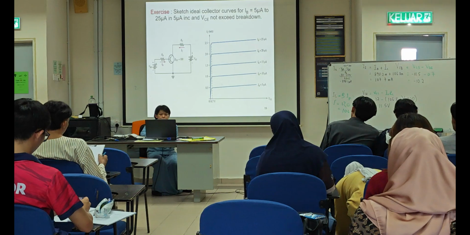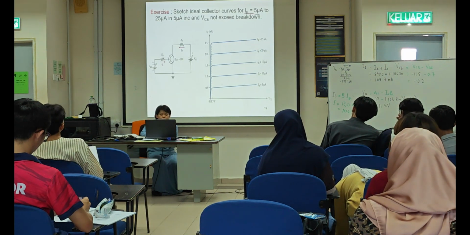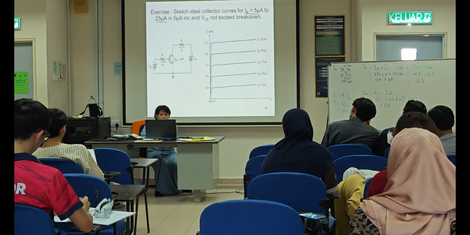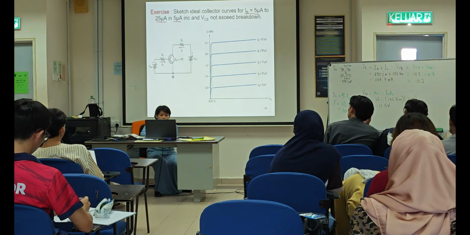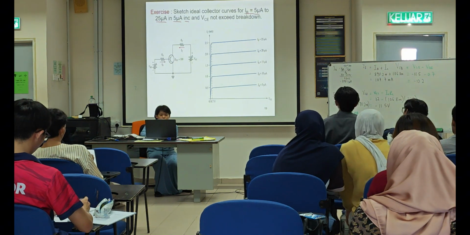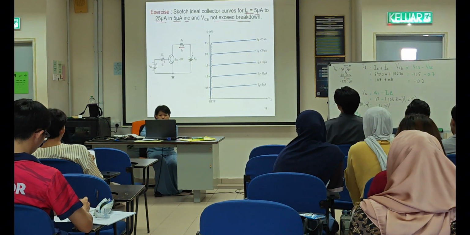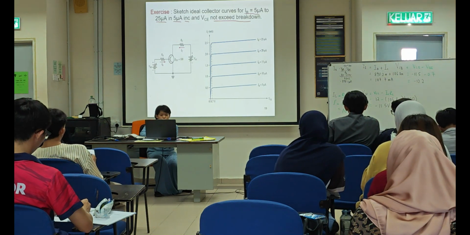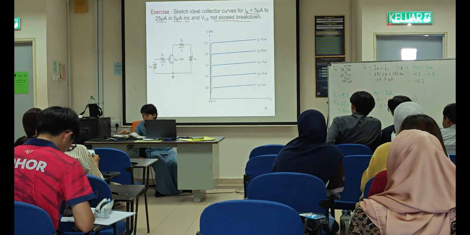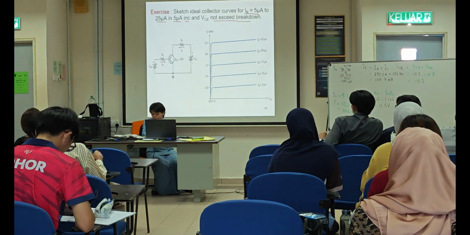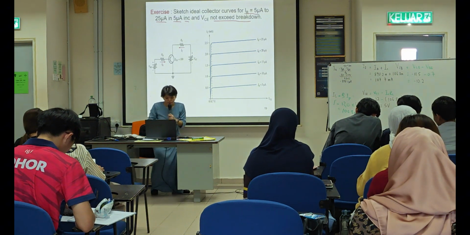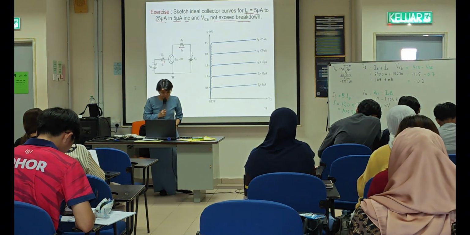Sketch the ideal transistor curves when your IB is 5 milliampere to 25 milliampere in 5 milliampere increments, and the VCE does not exceed the breakdown. So you have to draw this curve. How do you draw? You have to make a table and do the calculation, then you can draw. So now we do the table first.